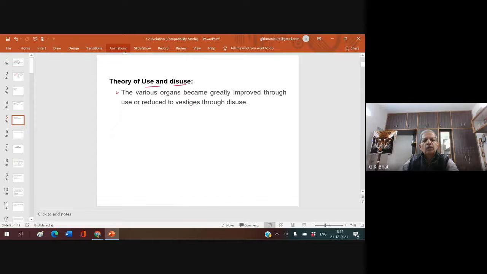According to the theory of use and disuse, the various organs became greatly improved through use or reduced to vestiges through disuse. Whatever organ you put into use greatly develops. Whatever parts you don't use get degenerated and become useless. Rakesh, you know? No, sir. That is why I am telling you, please use your brain. It will improve. If you don't use your brain, what will happen?